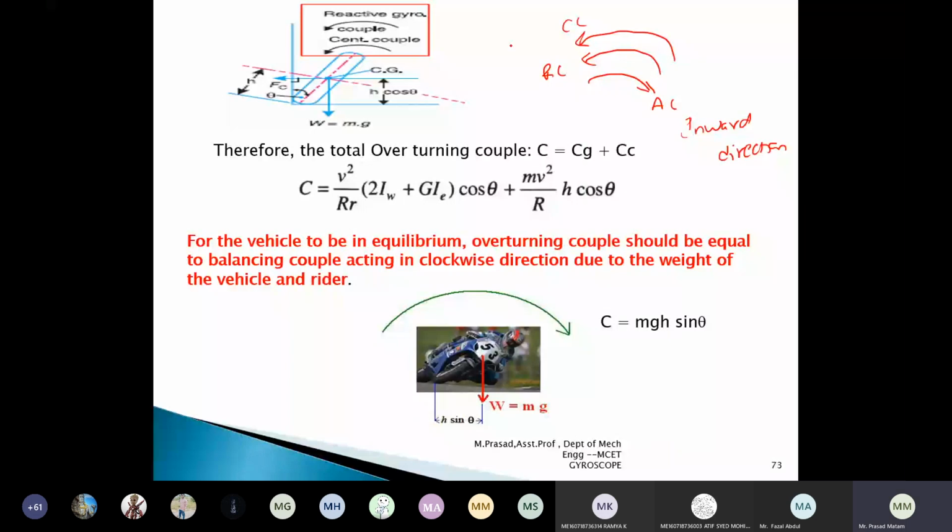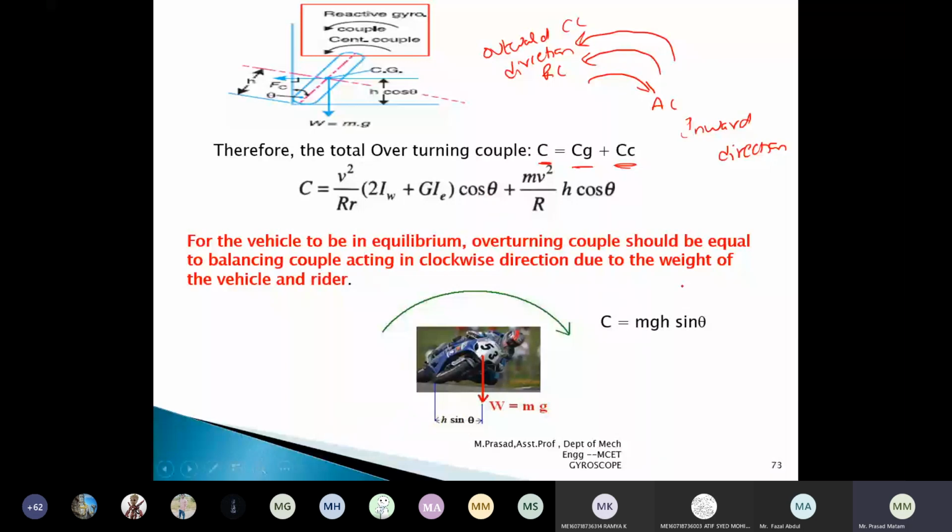But centrifugal couple and reaction couple try to move the vehicle in the outward direction. Now, the total turning couple C is equal to the gyroscopic couple plus the centrifugal couple. Gyroscopic couple is V square by capital R into small r into (2IW plus G IE). Why am I taking plus? Since both wheel and engine are rotating in the same direction. That's why I am taking it as plus. (2IW plus G IE) into cos theta plus mv square by r into h cos theta. This is the overturning couple.